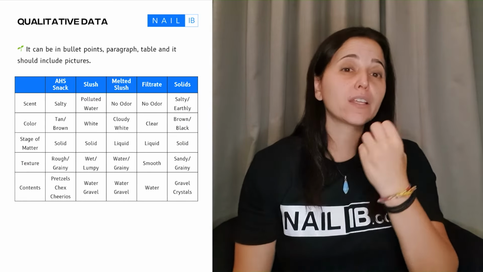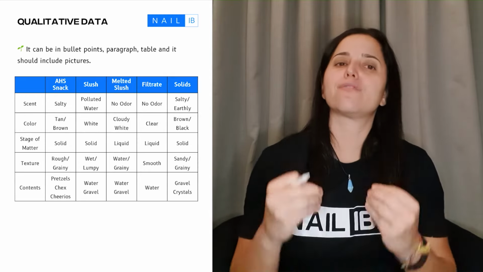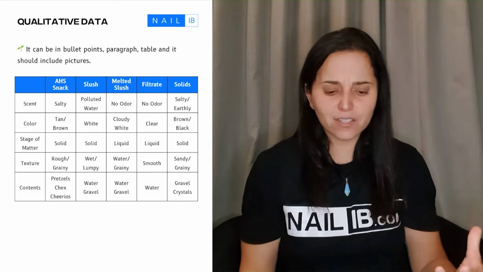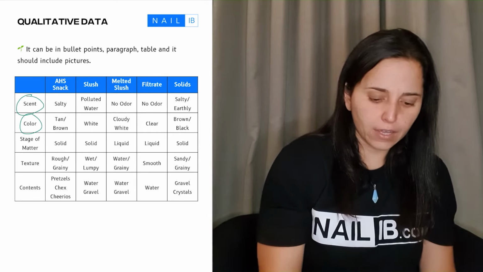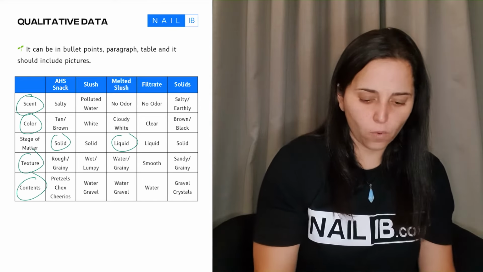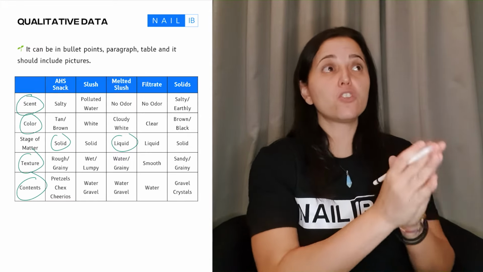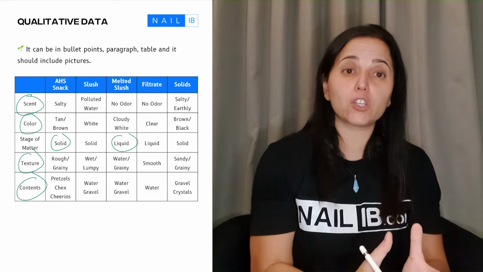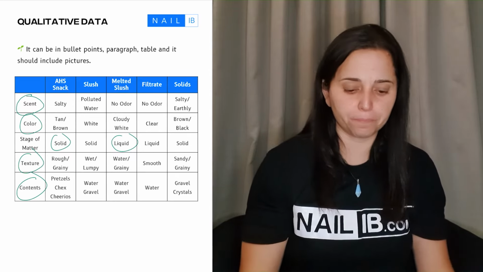Now, qualitative data is about descriptions, and you need to have qualitative data in your lab. You cannot go without it, otherwise you're going to lose points. What is this about? It's about descriptions. It can be about the scent, the color, the state. Is it solid? Is it liquid? The texture and the contents. Whatever it is, you can see different examples here. These are descriptions of your lab. Can it be just a chart with words? Yes. Can it be pictures? Yes. But if you put pictures, there should be descriptions about these pictures. You can't just put pictures as your qualitative data.